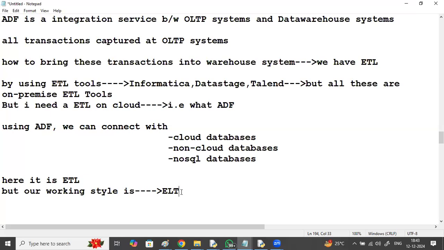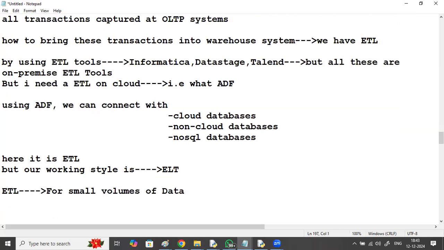Many storage services are available, like if you want to store in Azure SQL, or in Azure Synapse or in Azure Data Lake. Sir, ETL, one second, yes. Generally ETL, as you have seen in Informatica, is good for small volumes of data. But for very huge volumes of data, ELT is the better choice.